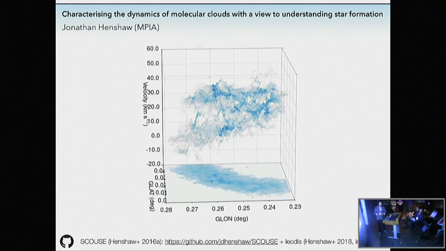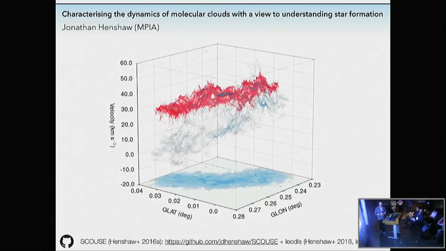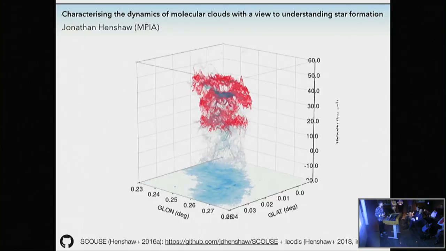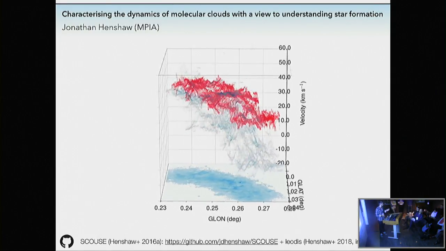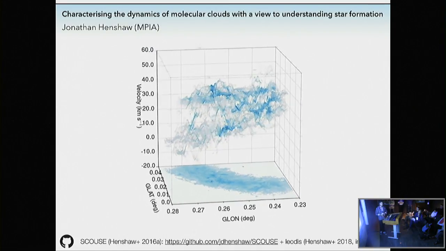So what you're looking at here is an individual cloud within the CMZ. It's called the BRIC. Many of you will have heard of it, no doubt. This cloud is a bit of a puzzle. It has 10 to the 5 solar masses of material, radius of 2 or 3 parsecs, and shows very little signatures of active star formation activity.